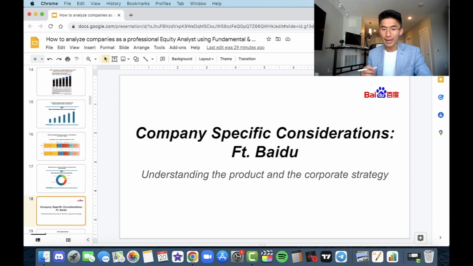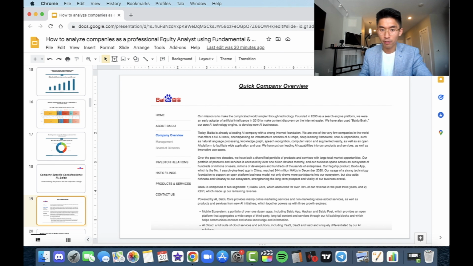Now, in terms of the company-specific considerations, when it comes to any company, Baidu is the example today, but any company in general, we want to understand the product and, more importantly, the corporate strategy. And so a quick company overview of Baidu, in case anyone is not familiar with the name, is that Baidu is one of the largest search engine companies in China, similar to Google here in the United States. And on top of search engine as one of their core businesses and digital advertising, they are also focused very heavily on the AI cloud and also autonomous driving in the future. And we'll talk about that.